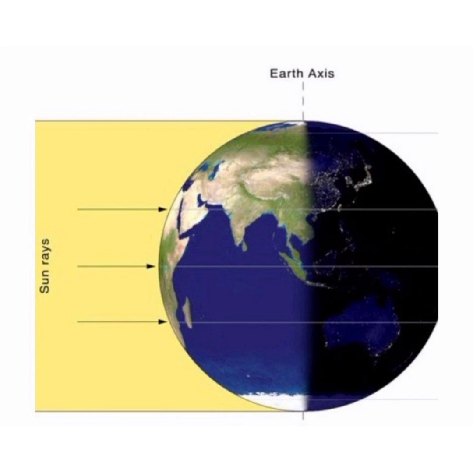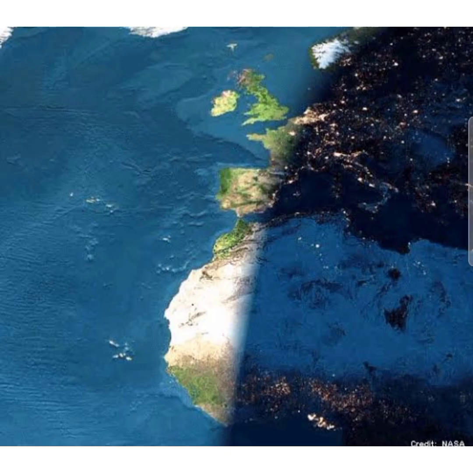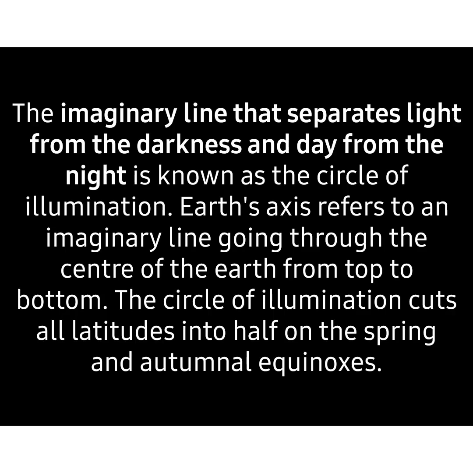The circle that divides the day from the night on the globe is called the circle of illumination. So now I hope your concept of day and night must have got cleared. It is because of the circle of illumination. The portion of the earth which receives light from the sun will experience daytime, and the one which does not receive light will experience nighttime.